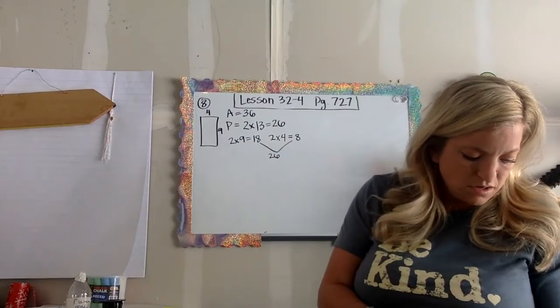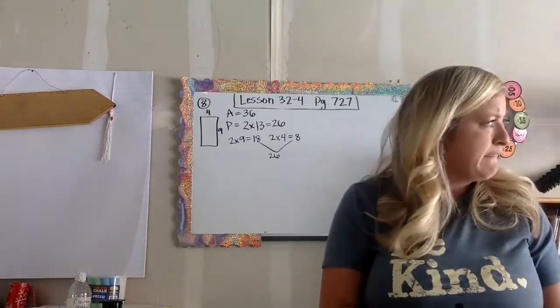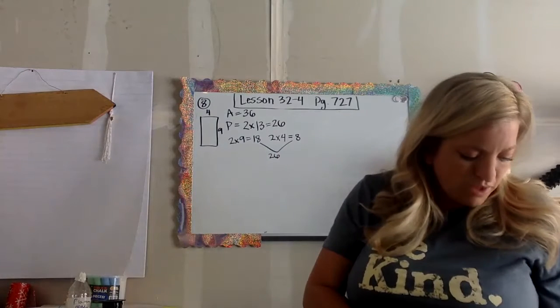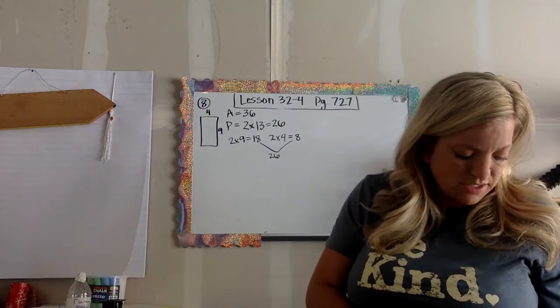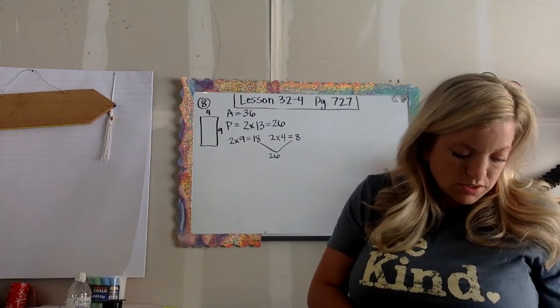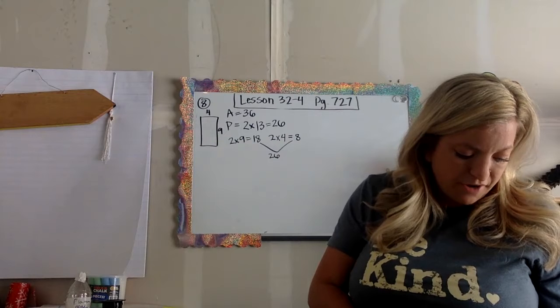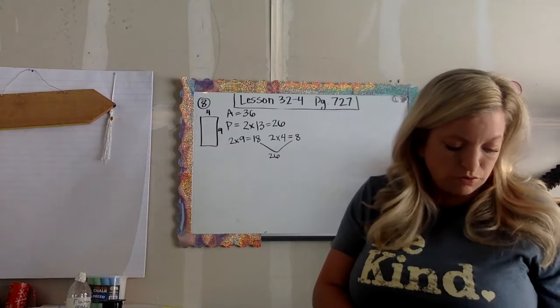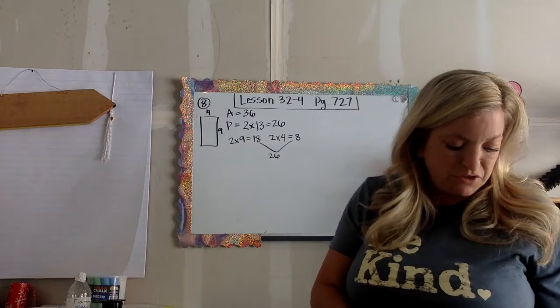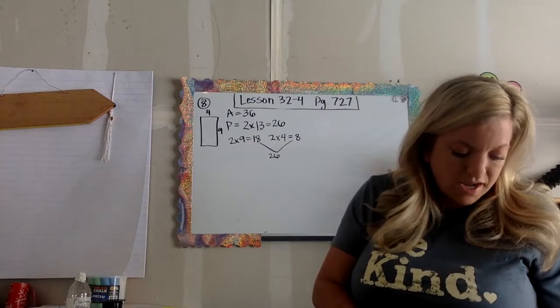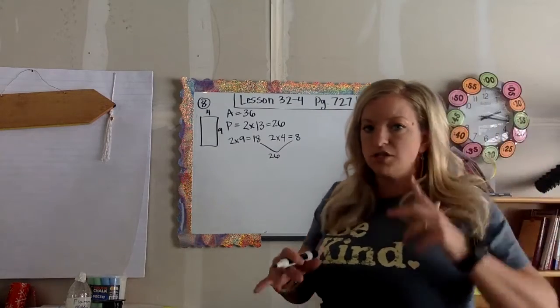Let's see. All right. Mark is weaving a new rectangular rug that has the same perimeter and a different area of an old rug. The old rug is 9 feet. The new rug is 6 feet wide. How long is it? So this one is a little bit tricky.